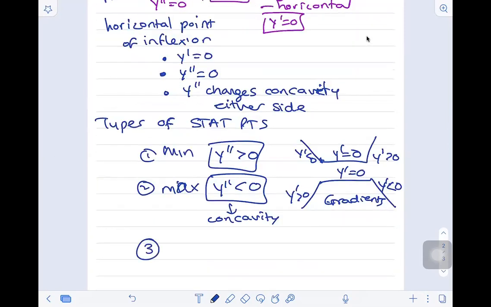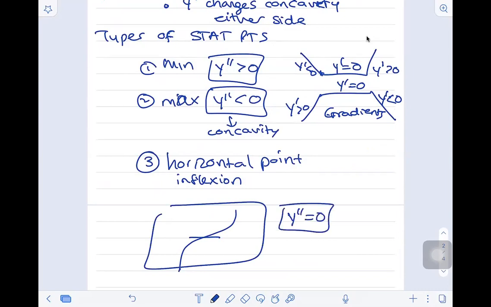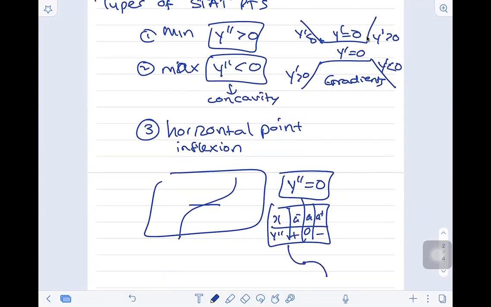The third type is your horizontal point of inflection. It looks like this. When you find this, y double dash will be equal to 0 at that point, but you have to check that y double dash changes sign either side of the point: plus to minus, that would be concave up to concave down, or minus to plus. That's if you're using y double dash.